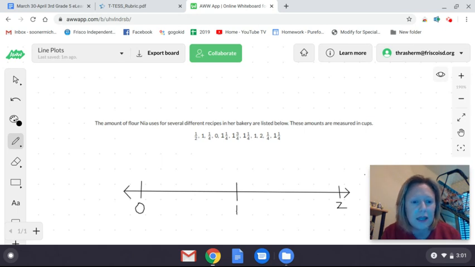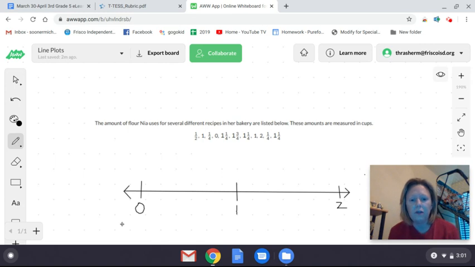So this problem says the amount of flour Nia uses for several different recipes in her bakery are listed below. These amounts are measured in cups. So I see in the data for her different amounts, there are fractions and whole numbers and mixed numbers. So I drew a number line from 0 to 2, and I labeled the whole numbers.